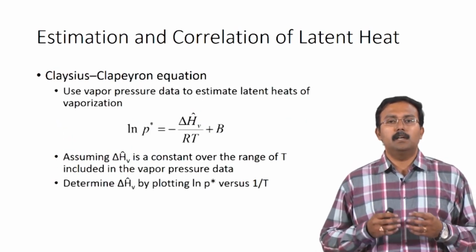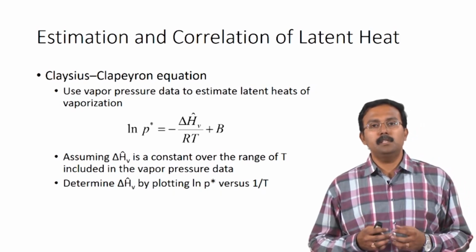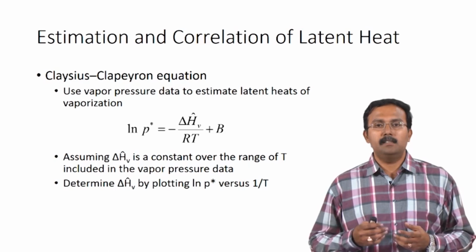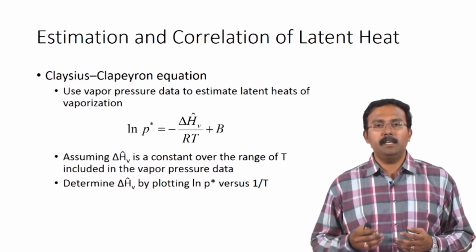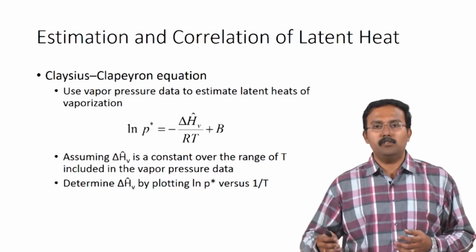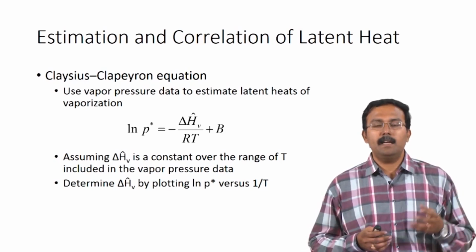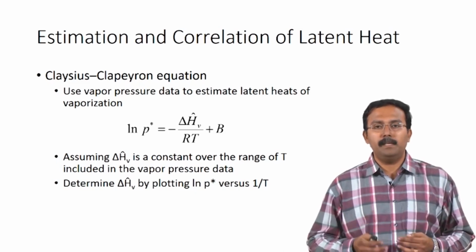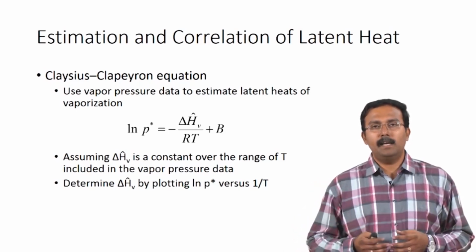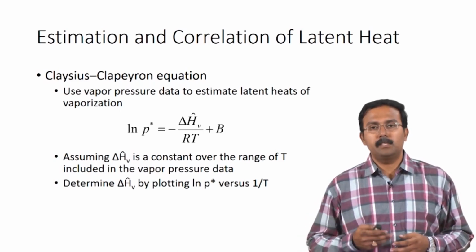The Clausius-Clapeyron equation is another equation which can be used to estimate the heat of vaporization. This uses the vapor pressure data to estimate the latent heat of vaporization. ln P star is equal to minus delta H cap V by RT plus B. Assuming delta H cap V is a constant over the range of temperature included in the vapor pressure data given, you can estimate delta H cap V by plotting ln P star versus 1 by T. This would give you minus delta H cap V divided by R as the slope. So, from there you can calculate delta H cap V, which is the heat of vaporization.